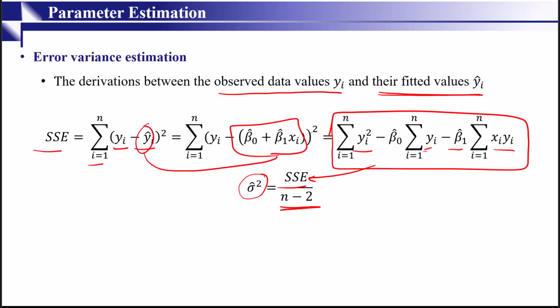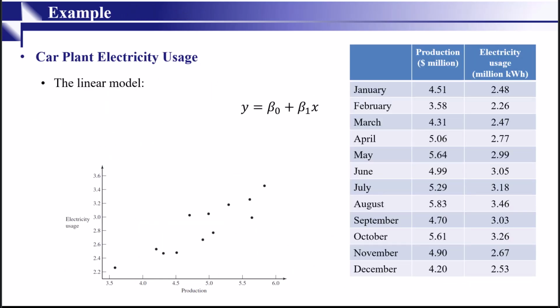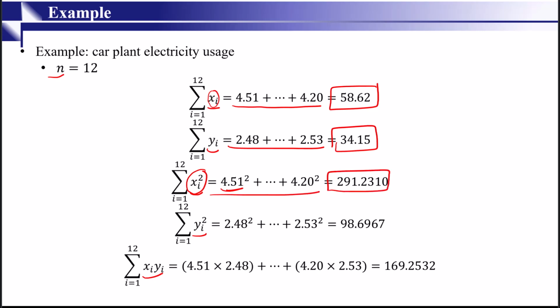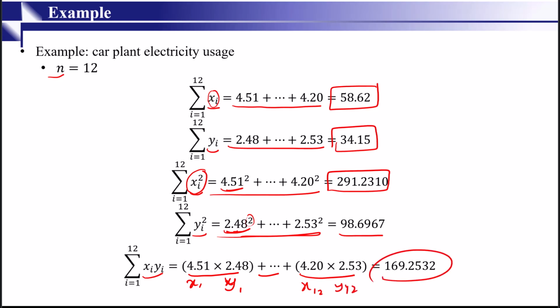The sum of xi is the sum of all x values based on this table that we have, right? X is production, so this is x. These are the x values and these are the y values. The sum of all x values is 58.82. The sum of all y values, this one. Then xi squared, you sum them up together, this value. Then each y value squared, you sum them up together, this one. And in this case, each x multiplied by y: x1 multiplied by y1, x2 multiplied by y2, up to x12 multiplied by y12. You sum them up together, this value.